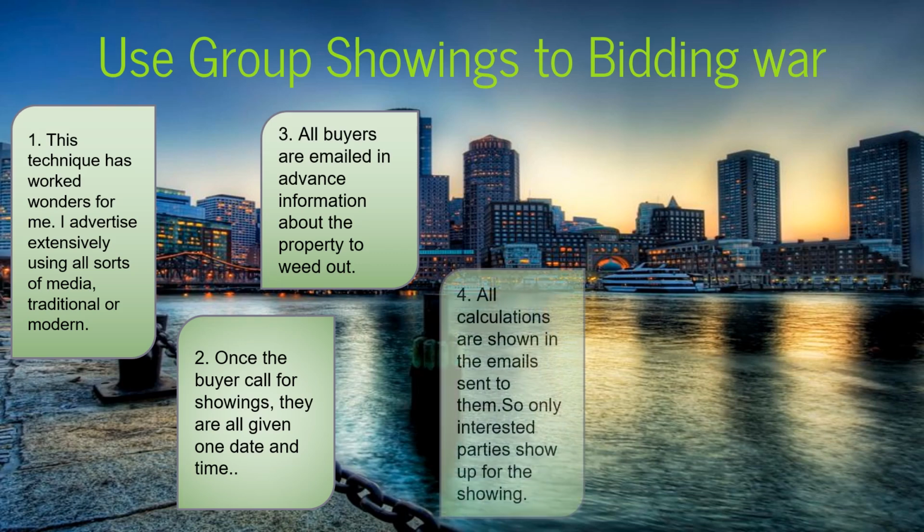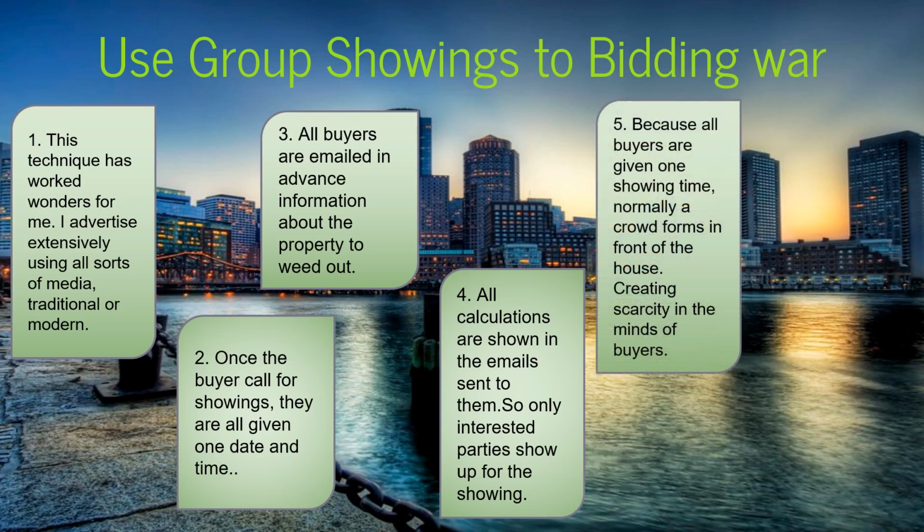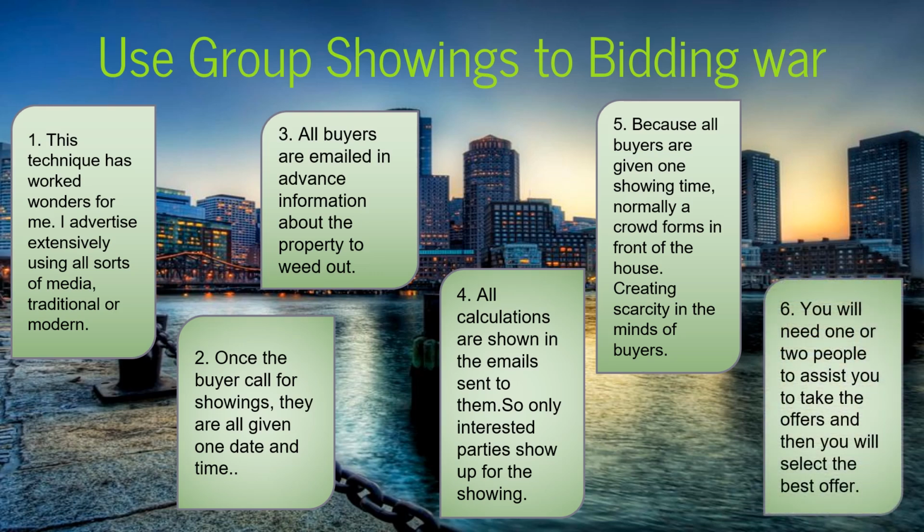All calculations are shown in the email sent to them, so that only the interested parties show up for the showings. Because all buyers are given one date and one time, normally a crowd forms in front of the house, creating a scarcity in the minds of the buyers. You will need one or two people at least to assist you in taking the offers. Since they see so many competitors, they will be willing to put in their best offers. And once you get the offers, then you can choose and select the best one and get them under contract.